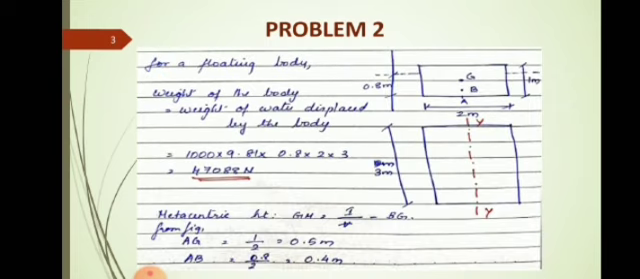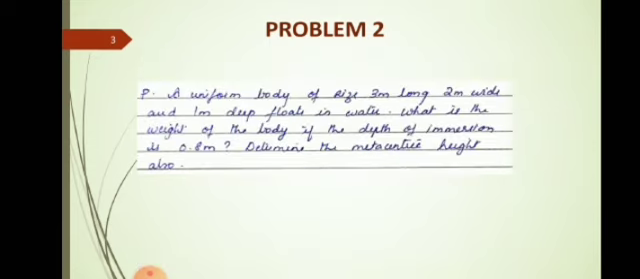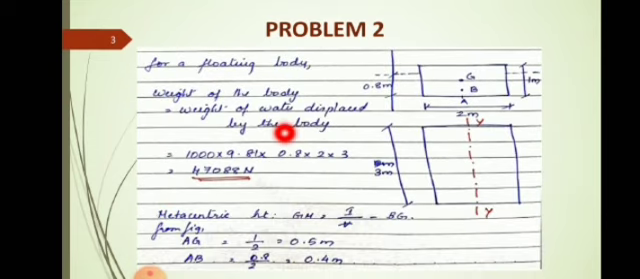So it's a very simple question. For a floating body, we have learned that the weight of the body is equal to the weight of the water displaced by the body. As the first part of the question, you are asked to find out the weight of the body. So in order to get the weight of the body, you can find out the weight of the water displaced by the body. How will you get the weight of the water displaced by the body? What is the volume of water displaced by the body? 0.8 into 2 into 3 meter is the volume of water displaced. That value multiplied by the weight density will give you the weight of the body.